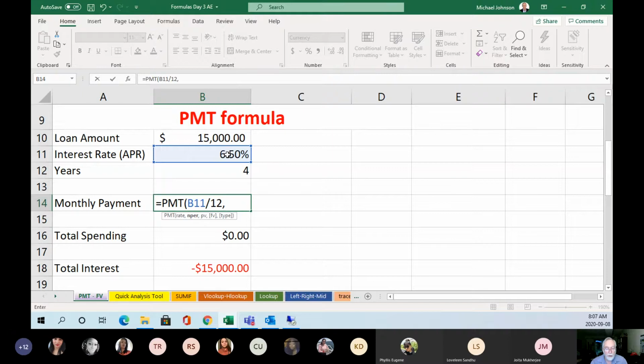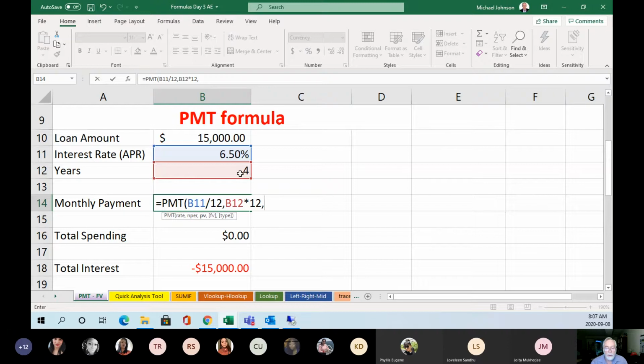The next part is it wants to know per what. So in this case here, it's 4 years. But again, we need months. So I'm going to have to multiply that 4 by 12 in order to get the number 48. So I'm just going to click on it, and I'm going to multiply it by 12. Then I'll put a comma. So far we have the monthly interest rate, and we now have the number of months, which are 48.